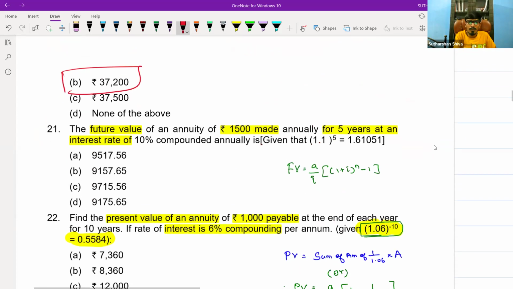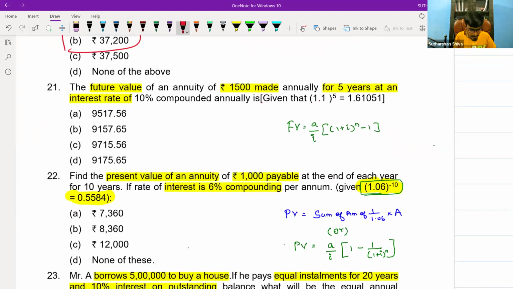Now we will go with question number 21. The future value of an annuity is 1,500 made annually for 5 years at an interest rate of 10% compounded annually. Given value they have given. If you wish to take that value, you can still take that value and find out the answer. If you don't want to take that value, you can simply take it in a calculator. It's another 5 seconds. Rather, we can use this value or we can go with the calculator trick.